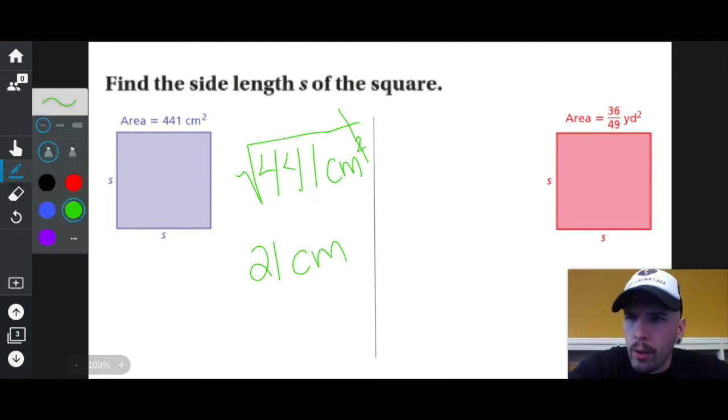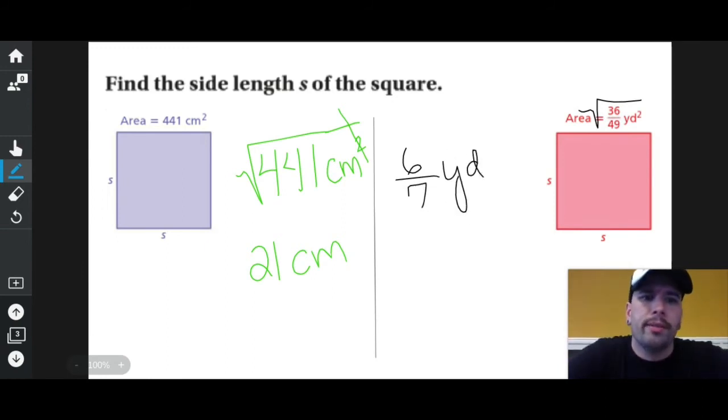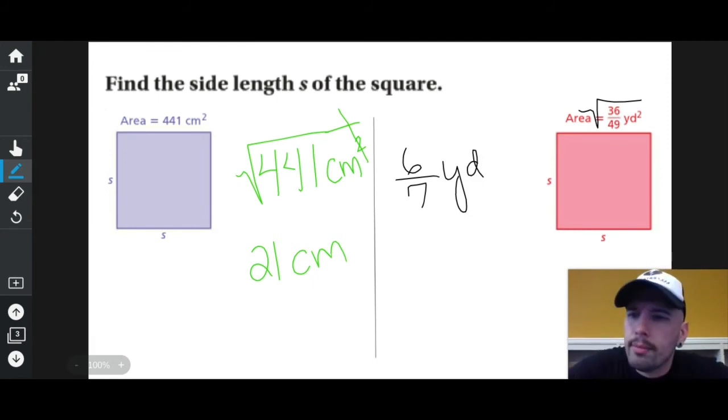So the way I'll handle this is I'll just do the same thing. I'll just put a big square root around everything. And the square root of 36 is 6, and the square root of 49 is 7, and the square root of yards squared is yards. Done. Easy.